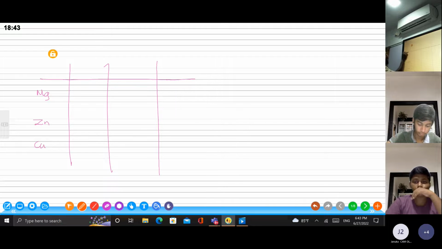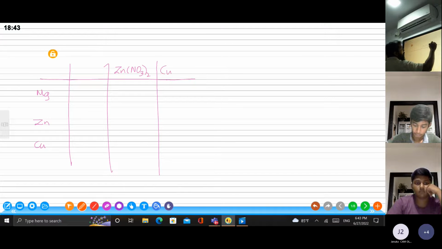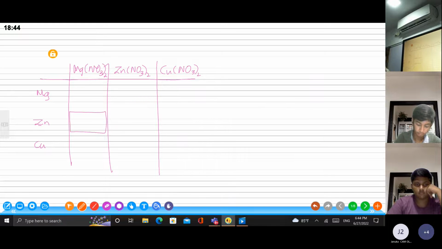You are going to add magnesium into zinc nitrate. I don't know the compounds, I'm just writing the normal, right? And you have copper nitrate and magnesium nitrate as well, right? So if you put zinc into magnesium, this box, right?